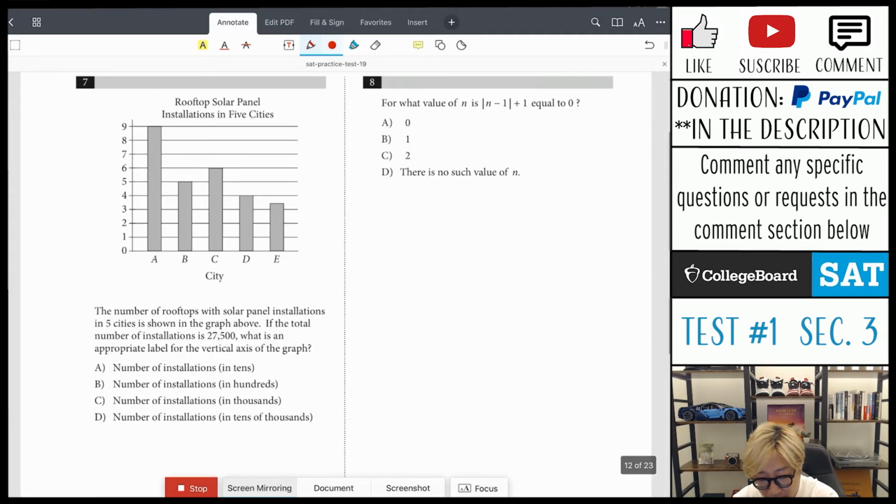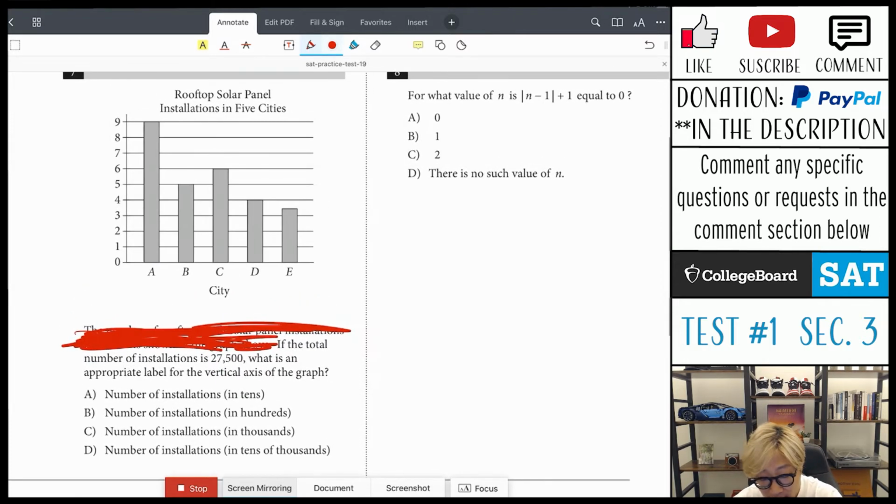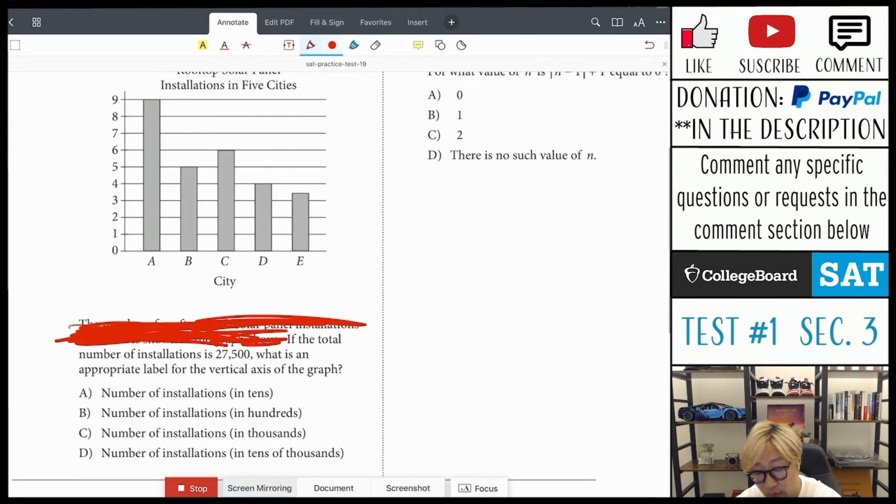The number blah blah. Don't read this. There's a table. I know how to read the graph. If the total number of installations is 27,500, what is an appropriate label? By the way, I hope you understand you are allowed to use a calculator on this section. I'm barely going to use it. It's not that hard of a math. So what is the appropriate label for the vertical axis? What must go here?